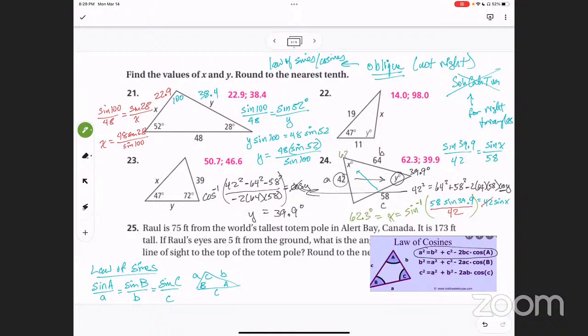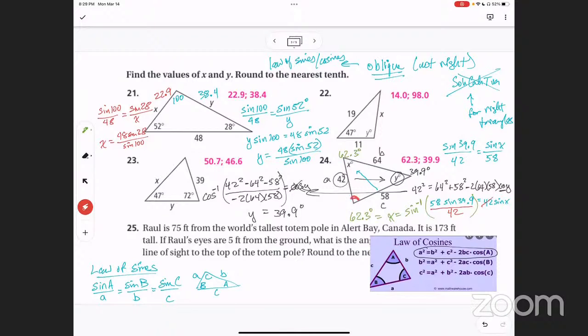I guess. 62.3 degrees. And again, how do you check your answers? Does it kind of make sense? If this is 58 and this is 42, does it make sense that the angle across from it would be 62, whereas the angle across from this is 39, like 40? Does that kind of look like it makes sense? Sure, it does. So I feel pretty good.